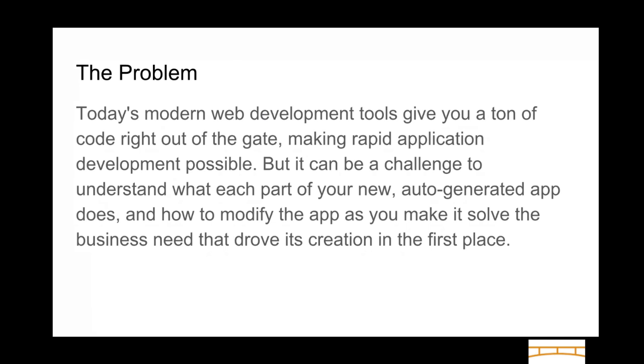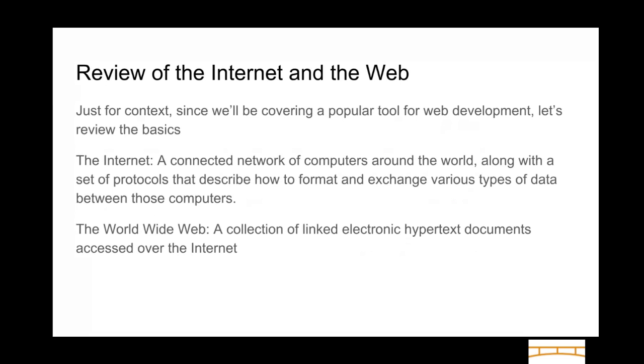Now, we're going to start really basic. This is a review of the internet and the web. Just for context, since we're going to be covering a popular tool for web development, let's review the basics. The internet is a connected network of computers around the world, along with a set of protocols to describe how to format and exchange various types of data between those computers. That should be reviewed at this point. The World Wide Web, on the other hand, is a collection of linked electronic hypertext documents that is accessed over the internet. So the internet is the machines and the protocols. The web is the collection of linked documents.